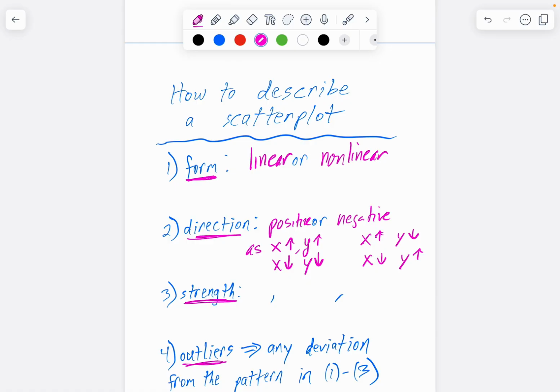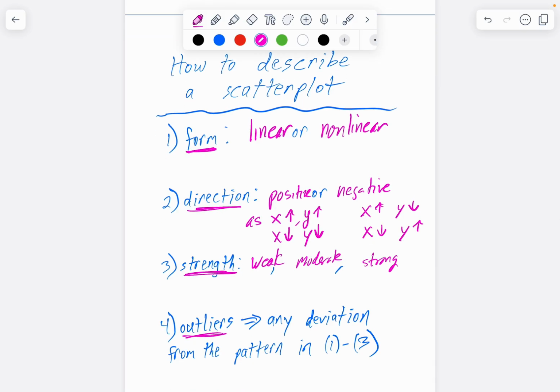Okay? The strength of our association could be weak, moderate, or strong. And this is all going to be based upon how close these dots are to making a perfectly straight line or a perfect exponential growth curve or something like that. So in a strong relationship, that means when you look at your scatter plot, the data is very close to making some perfect mathematical form. Straight line, exponential growth curve, parabola, whatever.